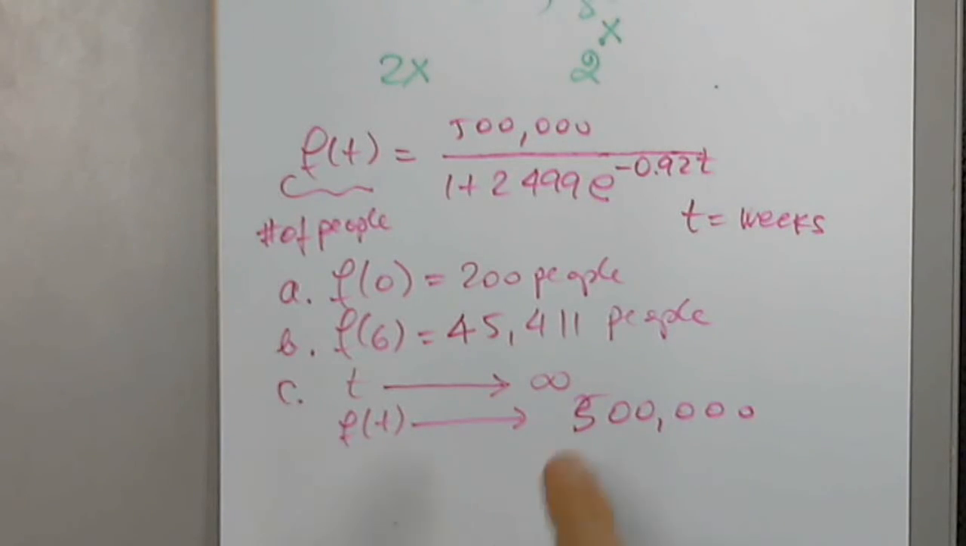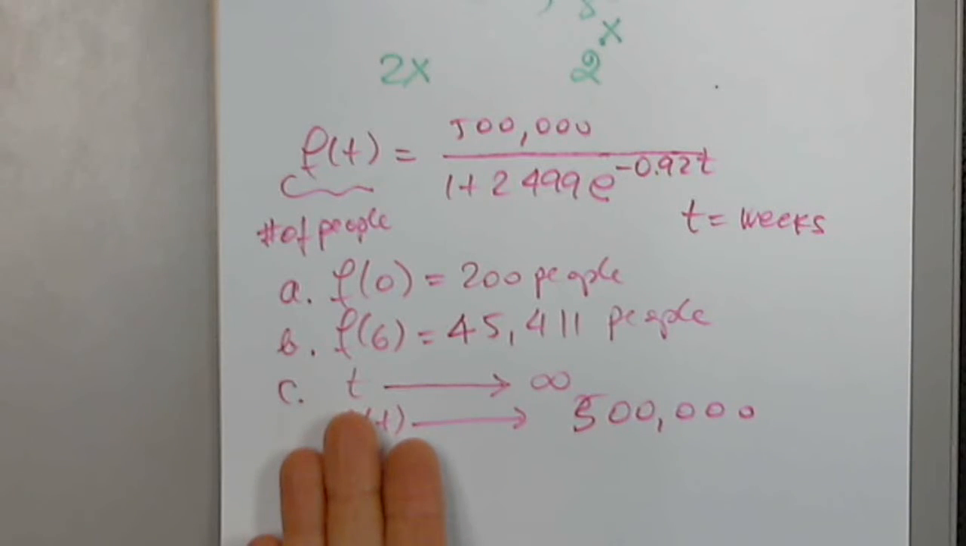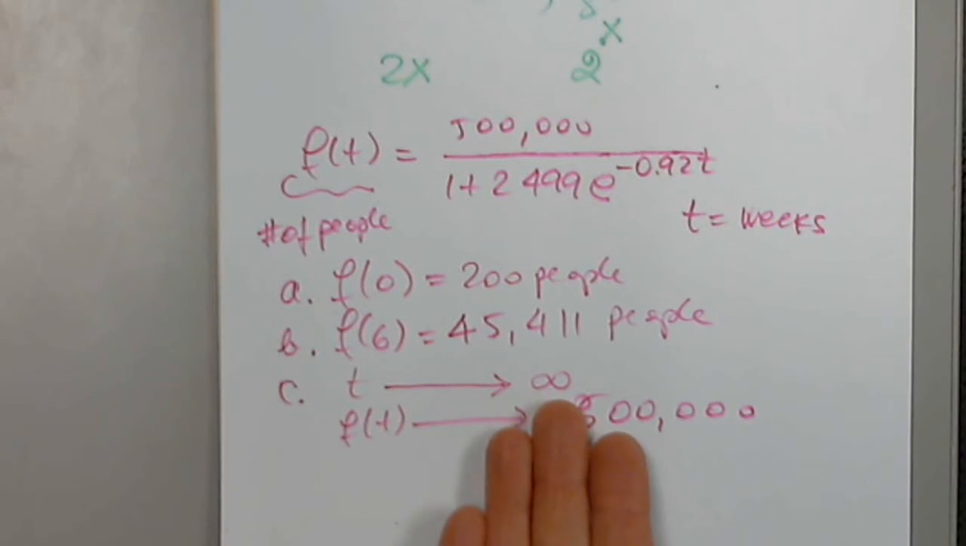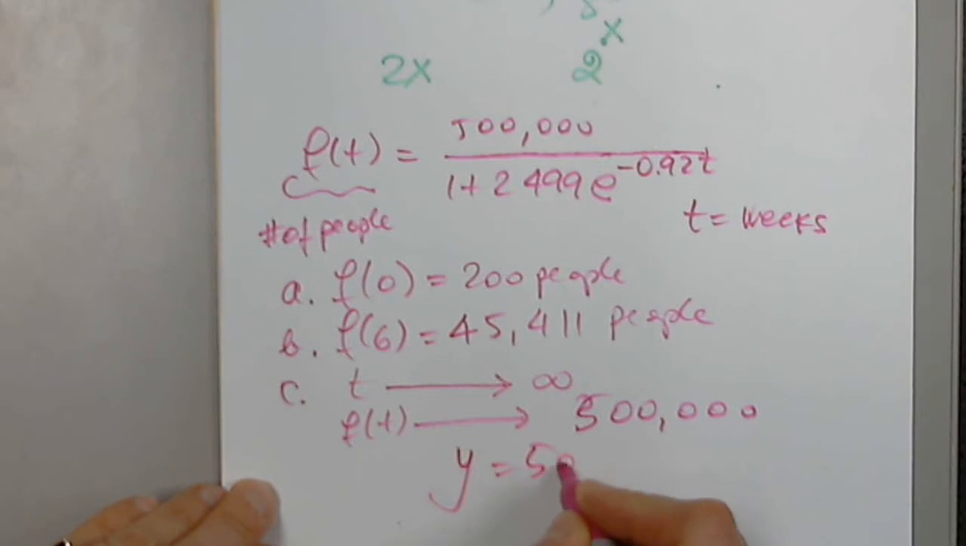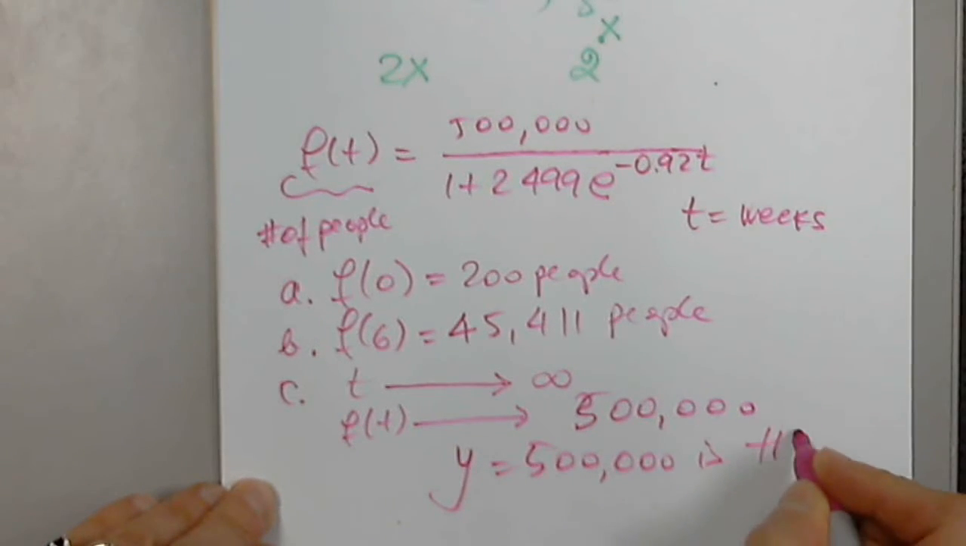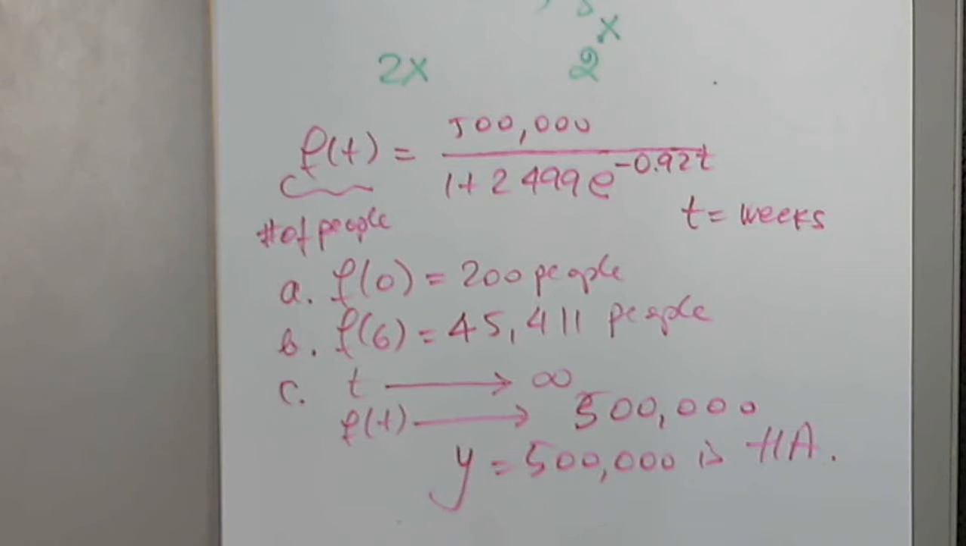So this is a rational function combined with an exponential, but still a rational at the core. So what does this mean? When we are told that as t increases without bound, t goes to infinity, the function values approach 500,000. What does this mean? Yes. It is the horizontal asymptote of this function. Very good. Awesome. Any questions on number 5? Okay, let's move on. The domain of this function is 0 to infinity.